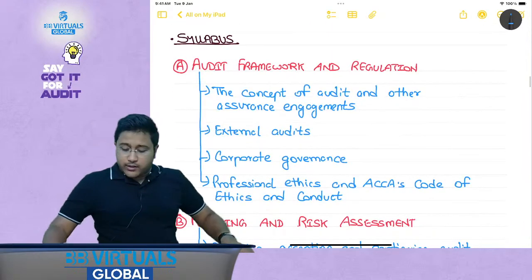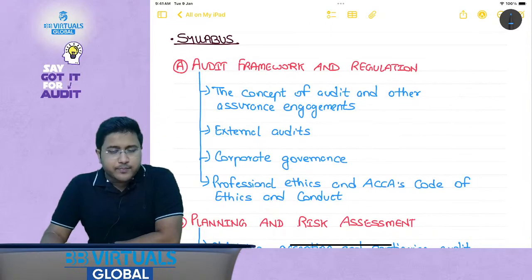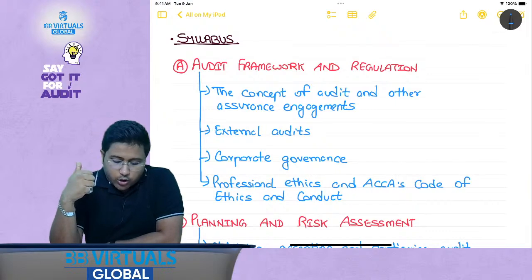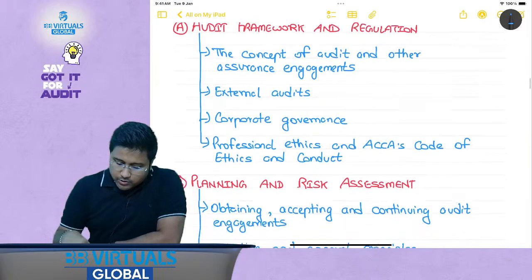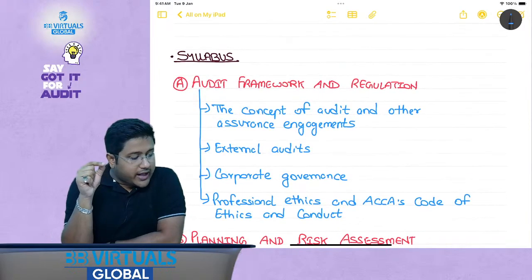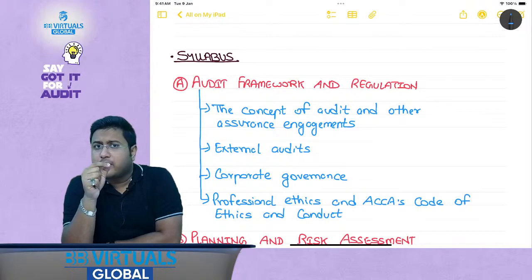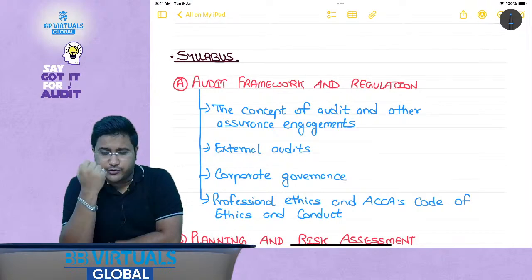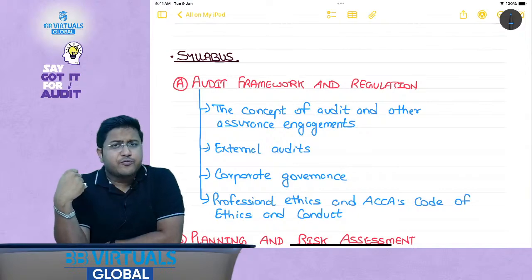Now let's talk about the syllabus. My dear friends, I am going to talk about the syllabus here, which is audit framework and regulation. So I am going to talk about the sections in detail. Okay. You should have a notepad by now. You should be able to write everything, because I am not just going to read it, I am going to explain what is covered inside this. Okay. So audit framework and regulation.